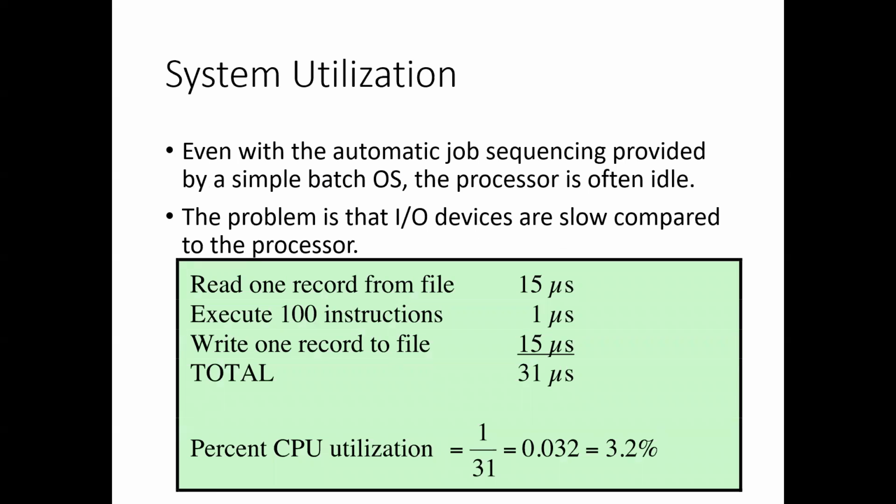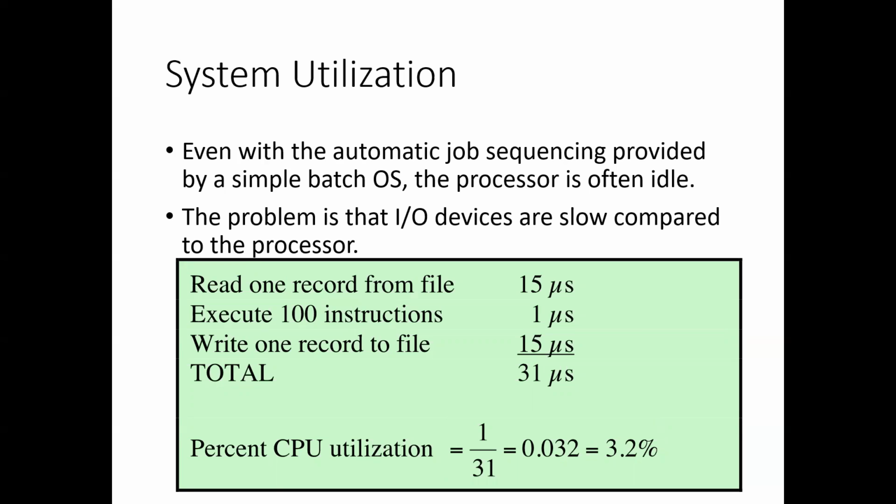So even with automatic job sequencing provided by a simple batch OS, the processor would still often be idle. And the problem is that I/O is slow compared to the processor. Here's an example of a program reading one record from a file, 15 microseconds, executing 100 instructions, 1 microsecond. That's much quicker to run commands than to read and write. Writing one record to a file, 15 microseconds.